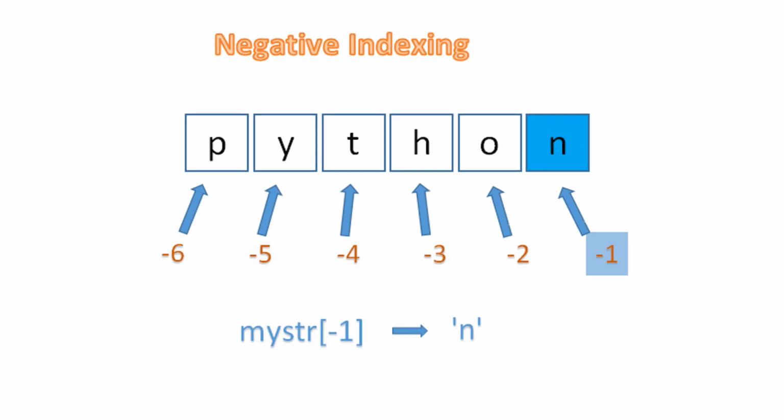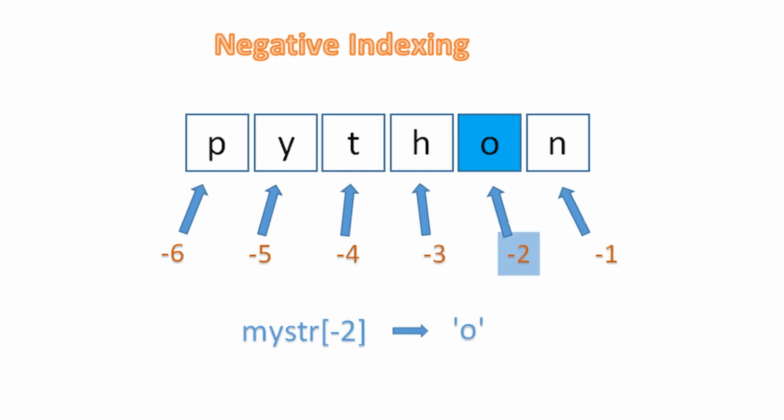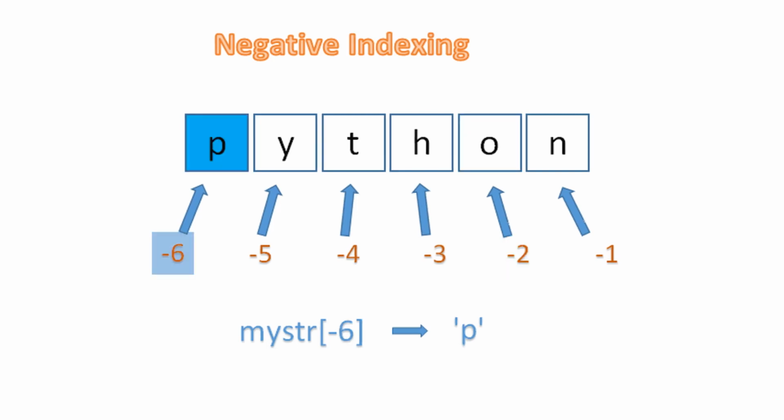Now let's use negative indexing. To access first element from last, enter mystr of -1, and the output will be n. To access second element from last, enter mystr of -2, and the output will be o. To access first element, enter mystr of -6, and the output will be p.